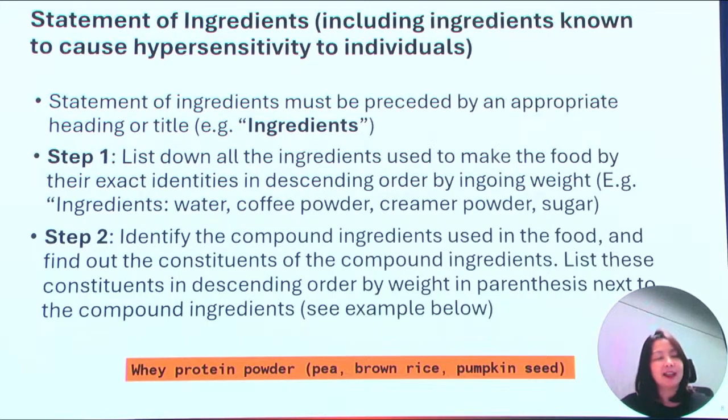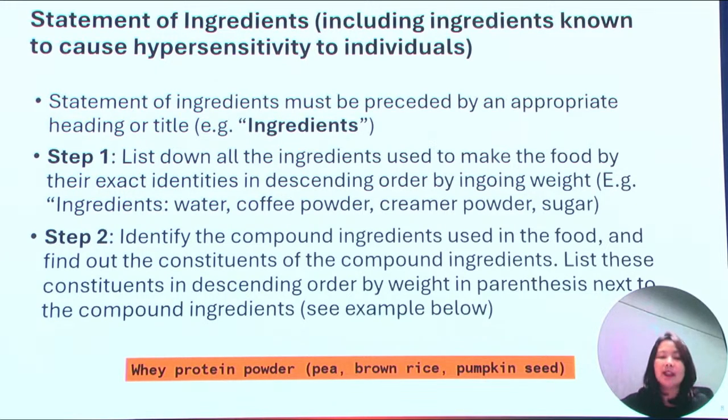Second step, the manufacturers have to identify the compound ingredients used in the food and find out the constituents of the compound ingredients. The meaning of compound ingredients is those ingredients that are made up of more than one substance or constituent. So the food manufacturers have to list down all the constituents that make up the compound ingredients in descending order by weight, in parentheses next to the compound ingredients. You can look at the example at the bottom of the slides.